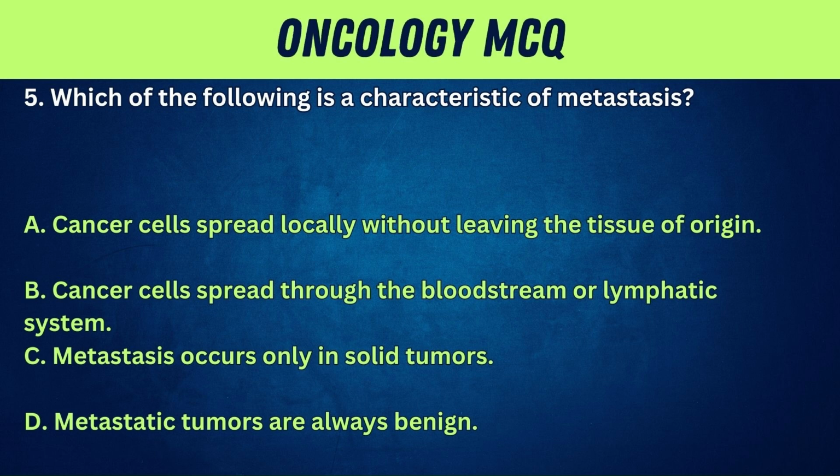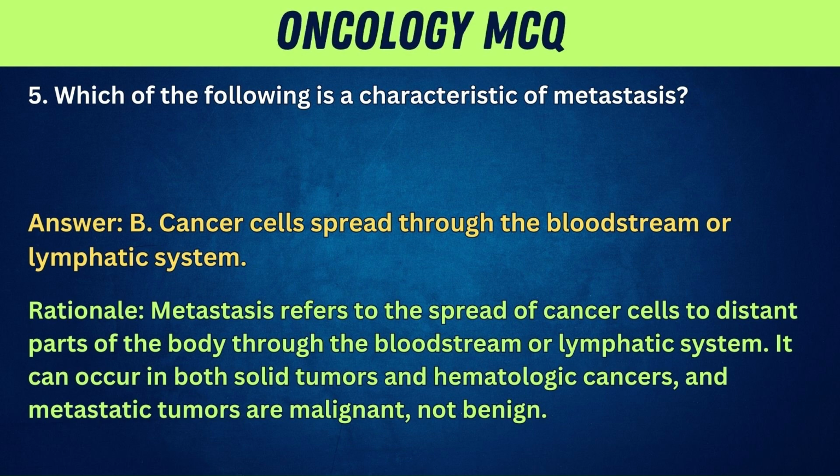B. Cancer cells spread through the bloodstream or lymphatic system. C. Metastasis occurs only in solid tumors. D. Metastatic tumors are always benign. Answer: B. Cancer cells spread through the bloodstream or lymphatic system. Rationale: metastasis refers to the spread of cancer cells to distant parts of the body through the bloodstream or lymphatic system. It can occur in both solid tumors and hematologic cancers, and metastatic tumors are malignant, not benign.